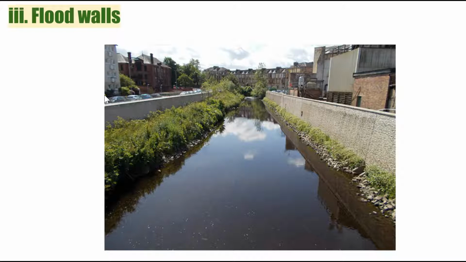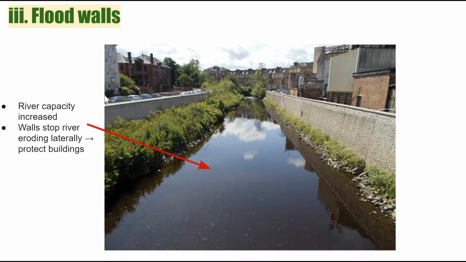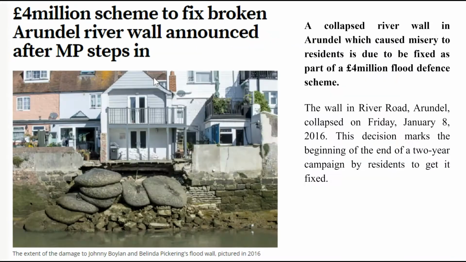Now, flood walls we saw back at the start, and these are the concrete walls that are built along the edge of the riverbanks here, and these are designed to do two main things. So they're going to increase the capacity of the river again. There's more water it can hold here. So in that sense, they're similar to levees, but these tend to be used in urban areas where you've got high value land beside it, and it is designed to stop lateral erosion to protect the buildings and the infrastructure.